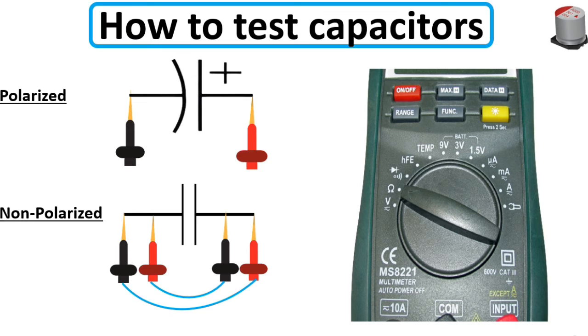Of course, before diving into testing capacitors, I just want to add that for the polarized capacitors, you should respect the polarity. I mean, you should always put the red probe of the multimeter on the positive terminal and the black probe on the negative terminal, okay? But for a non-polarized capacitor, you can use the probes as you want. You can put the black and the red, or the red and the black.